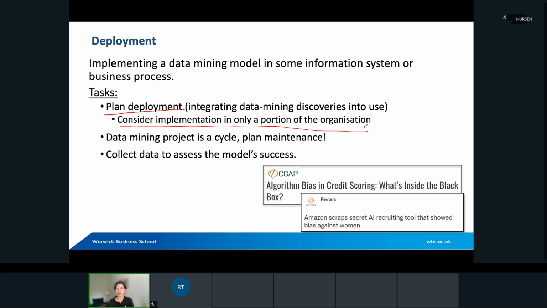We observe the results. A data mining project is a cycle. It's not just one step. We always plan maintenance. We observe, we collect some information about the model's success. Let's say we assume that we are going to predict 90% of the churners, and initially our model is actually achieving that particular target, but we need to continue to monitor it.